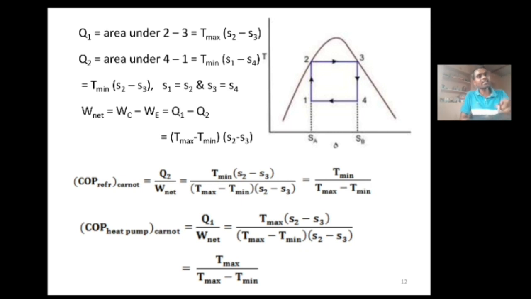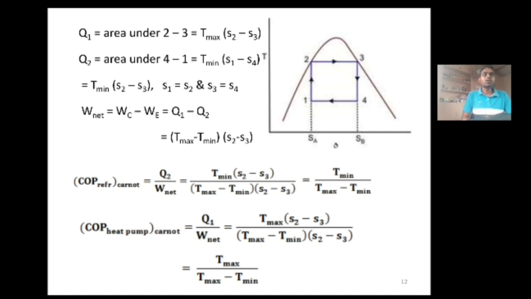Similarly, the Q1, which is the area under 2 to 3, becomes T maximum into S2 minus S3. Then considering the net work done here, which is the difference between compressor work and expander work, it becomes Q1 minus Q2. As you can see, it is T max minus T minimum into S2 minus S3. Substituting the same into the COP, we will get T minimum divided by T max minus T minimum. Or this can also be called TL divided by TH minus TL.